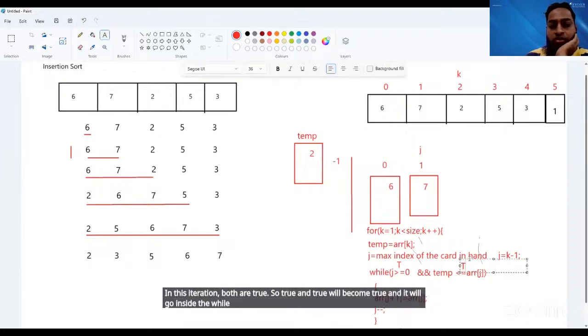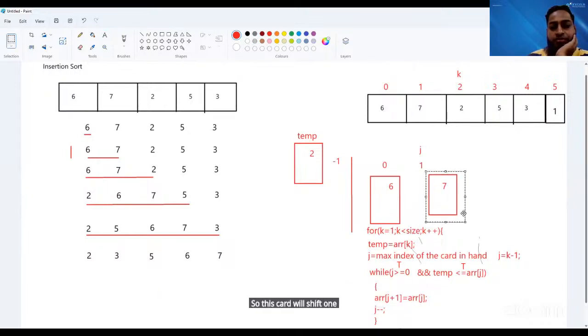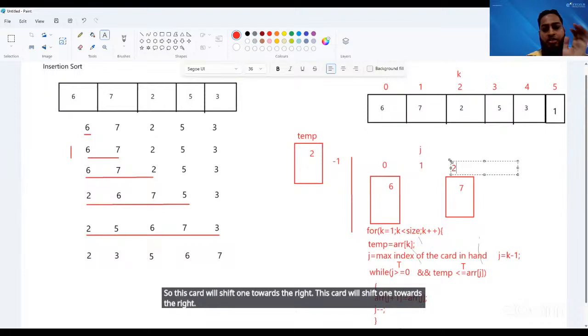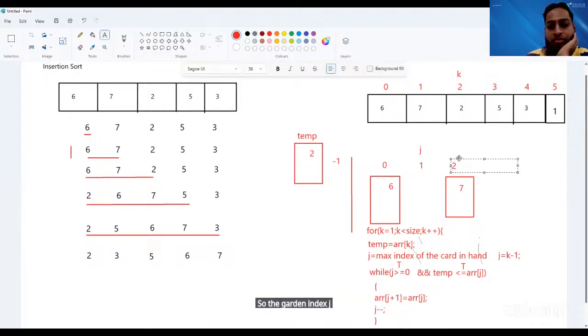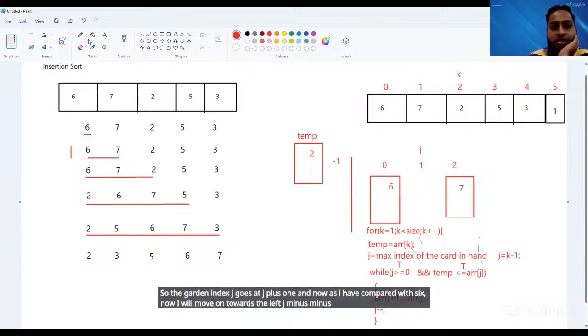So what will it do now? AR of J, which is 7, goes at J plus 1. So this card will shift 1 towards the right. So the card at index J goes at J plus 1. And now as I have compared with 6, now I will move 1 towards the left, J minus minus. And J will move 1 towards the left.